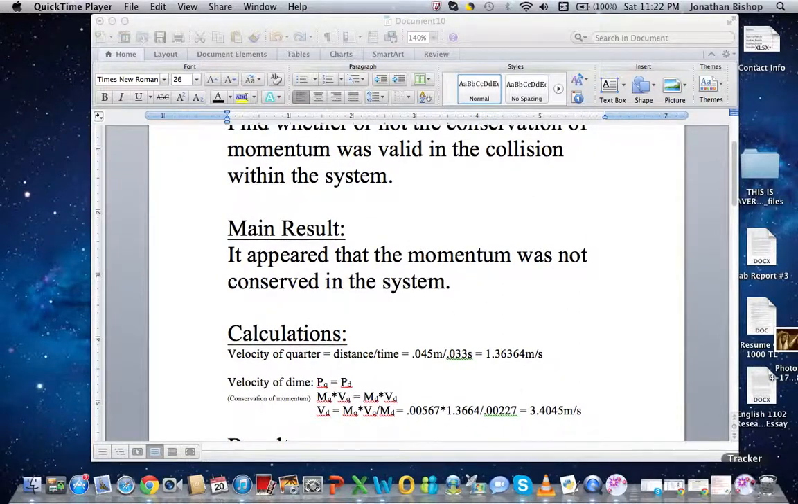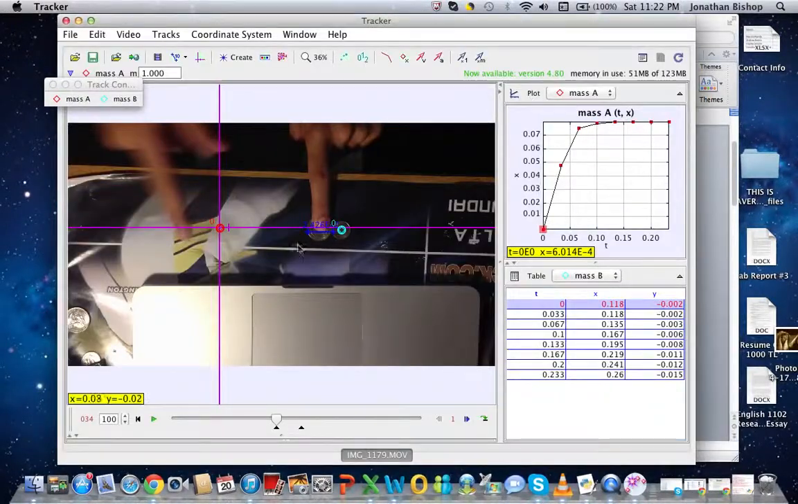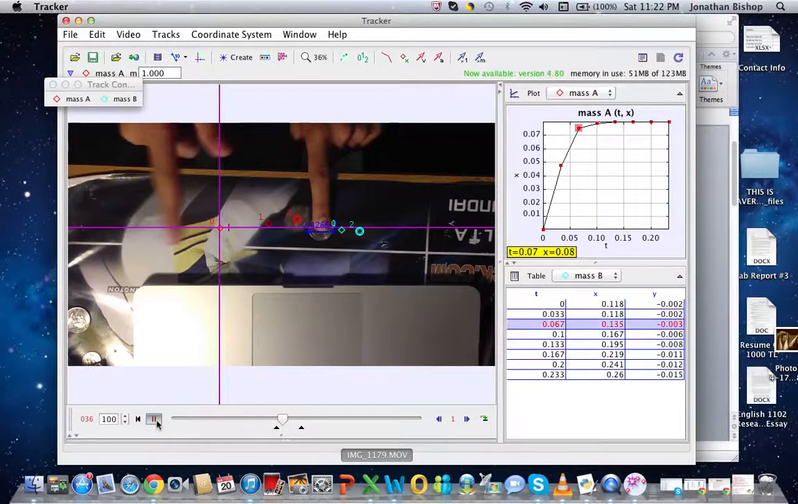Okay, so I'm going to go to my Tracker video. I put the axis on the quarter as it was in motion, and then I tracked it, and I also tracked the dime when it started moving. And I used this little marker here to calibrate the scale for the whole thing. So here's my video.